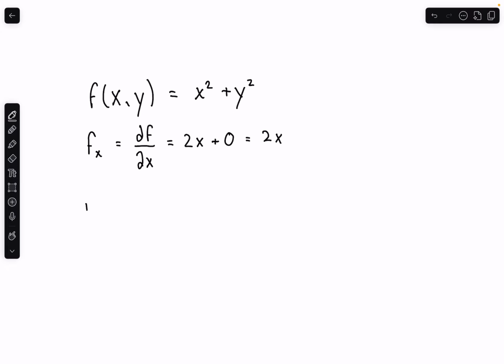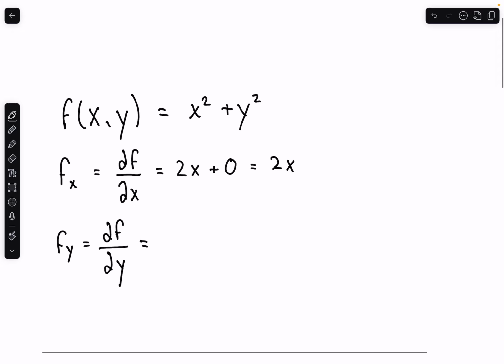If we wanted to take the partial derivative with respect to y, what that would look like is that x is a constant. So if we take the derivative of x squared, which is a constant in this case, we're going to get 0. And then we're going to get the derivative of y squared, which is 2y.